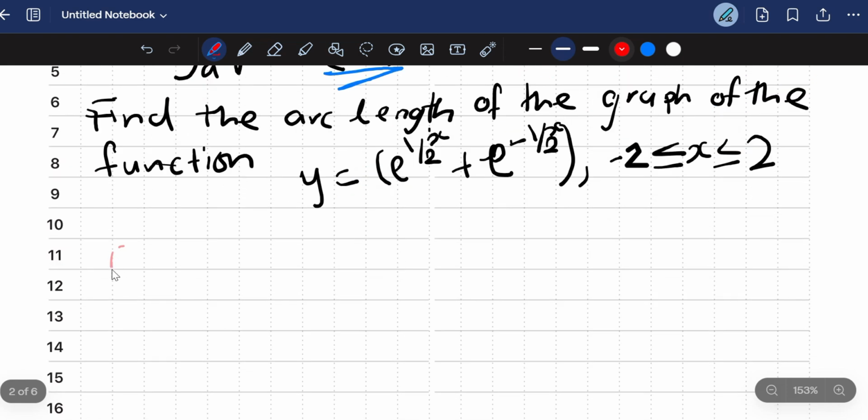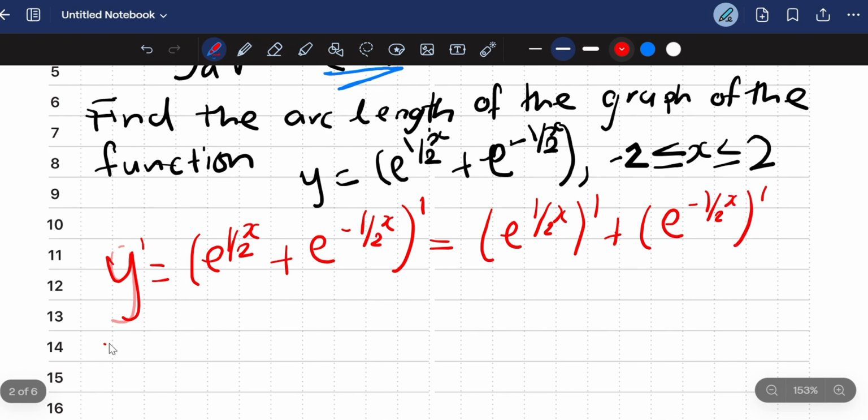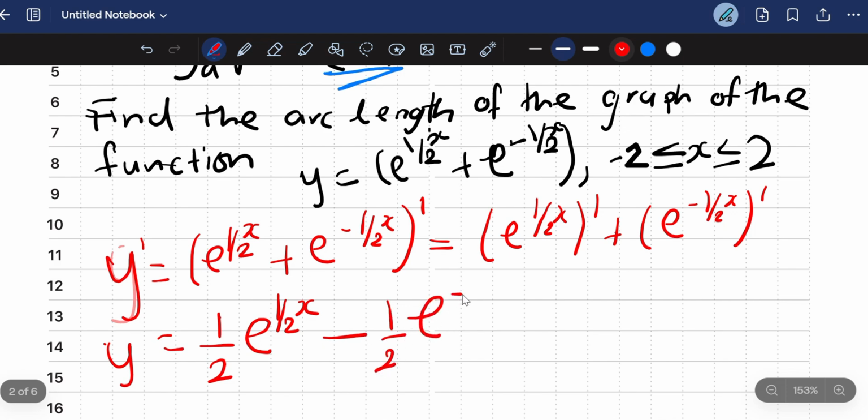And solving that function, we have the y. I wanted the darker shade. y prime is equal to, what I'm simply going to do is that since there's a plus and addition sign in between both of them, this is just a composite function, right? So you can see it is this prime plus this prime, right? So if I solve that using chain rule, I'm going to just have half e raised to the power of half x minus half e raised to the power of negative half x. That's what is going to be my derivative of the function.